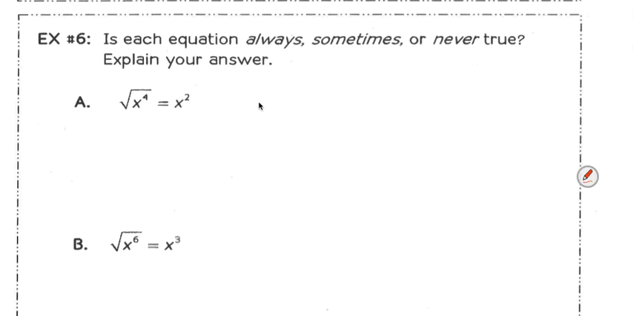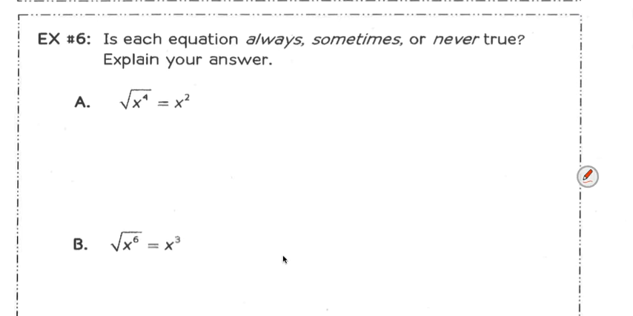So for A, square root of x to the 4th is x squared, and this is something that is always true, right? Because we don't need absolute values around our answer. This is always positive, so that's not a problem. We don't have any problems there. That is always true.